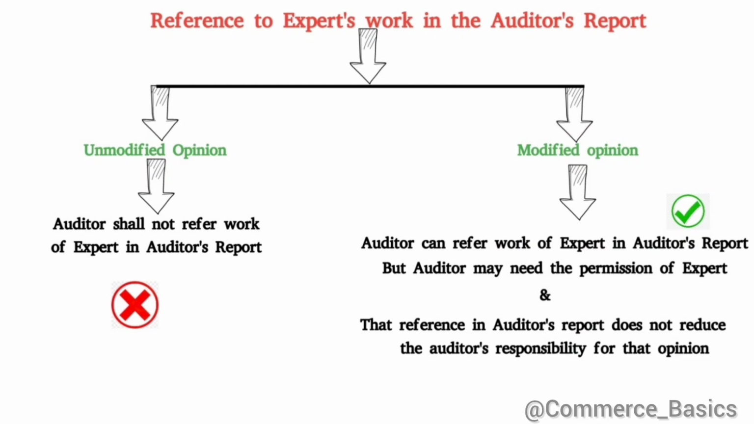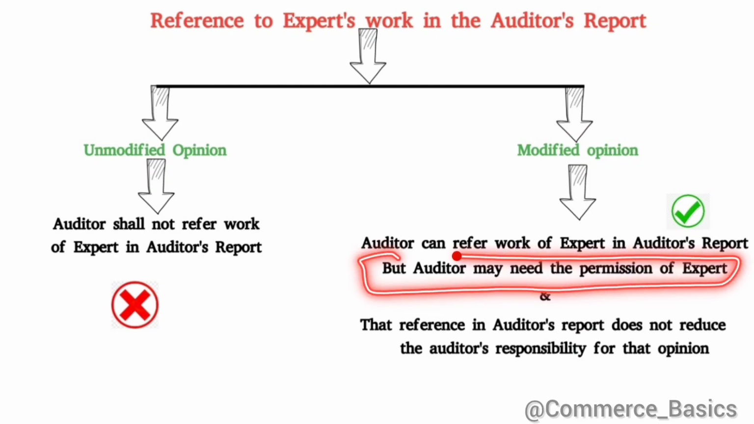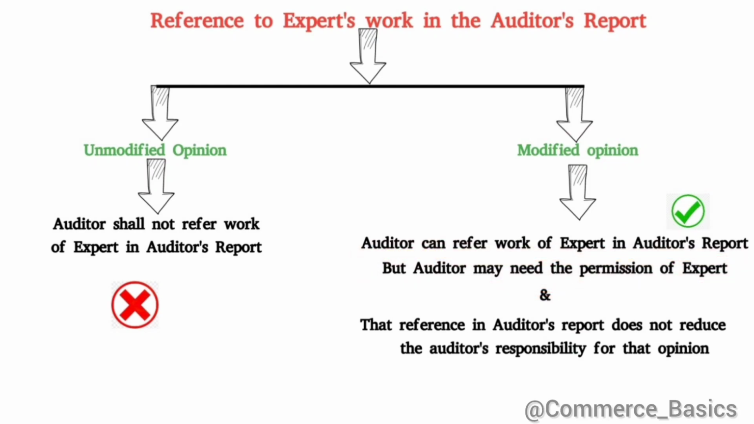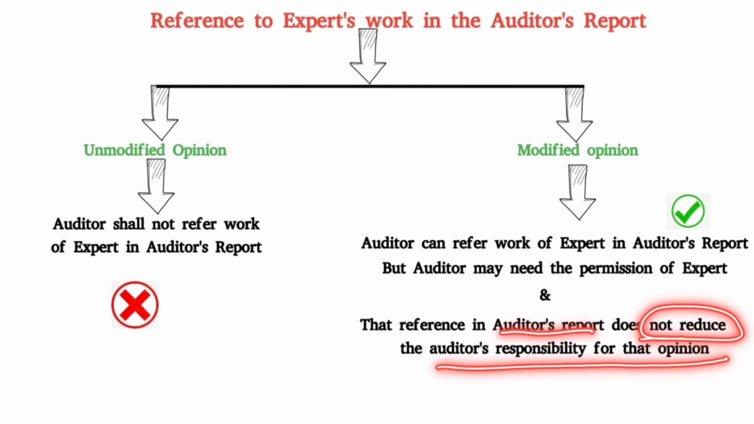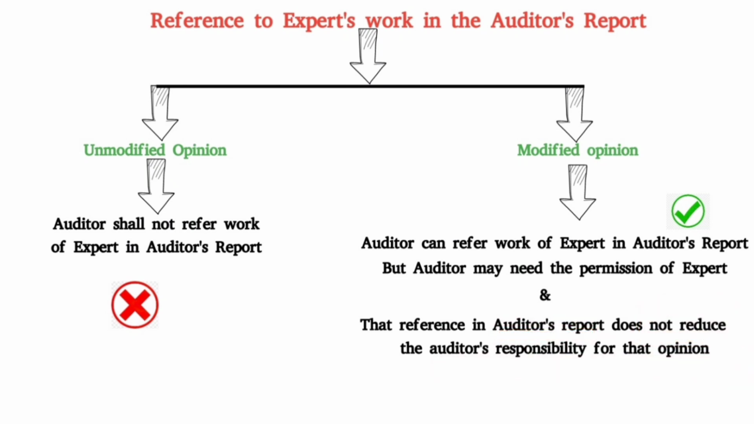But there is an important factor. You have to take the permission from the expert. Without taking permission from the expert, you cannot give his reference. And one more thing: just because you are giving a reference to the expert in the auditor's report, that doesn't reduce the auditor's responsibility for that opinion. So with this, SA 620 was completed.